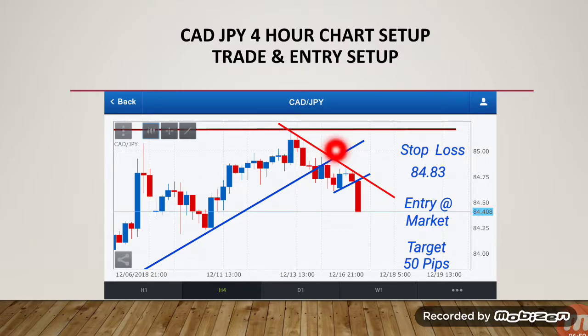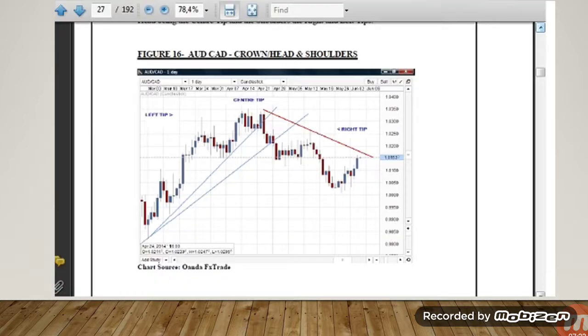So to take advantage of this setup, what was done was to enter the market at the close of this bear crown, of this bearish candlestick formation, with a stop loss placed at 84.83, just above the downtrend line that you can see here represented as this red line. Once entry took place, the trading target was set at 50 pips, which was deemed to be a very comfortable area to aim for.